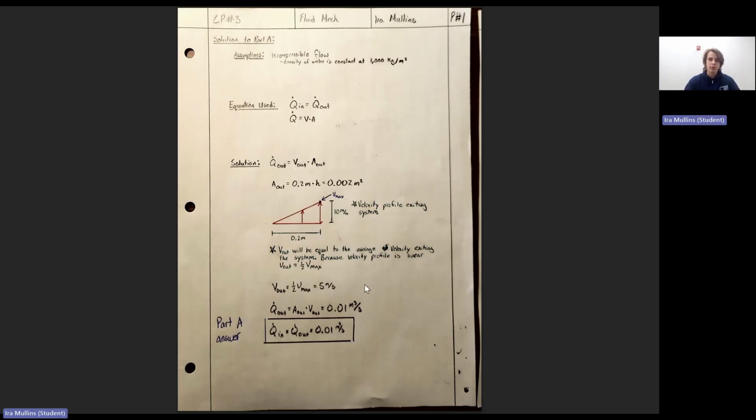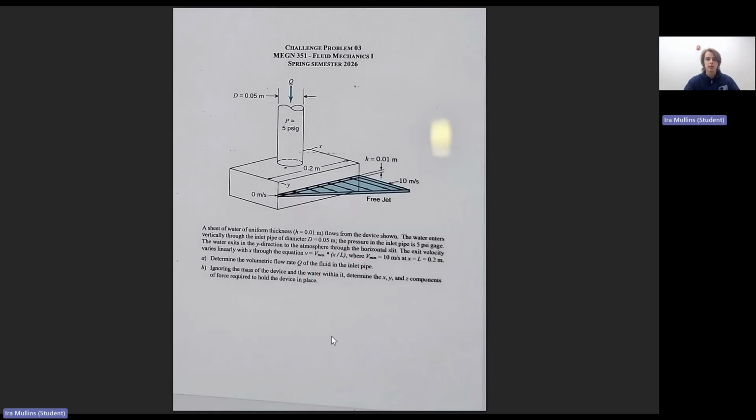And so if you run through right here, it shows the calculations needed to find what Q dot out is, and relating that back to Q dot in, we can find that Q dot in is equal to 0.01 meters cubed per second. Okay, so the next part of the question is a little bit more challenging.